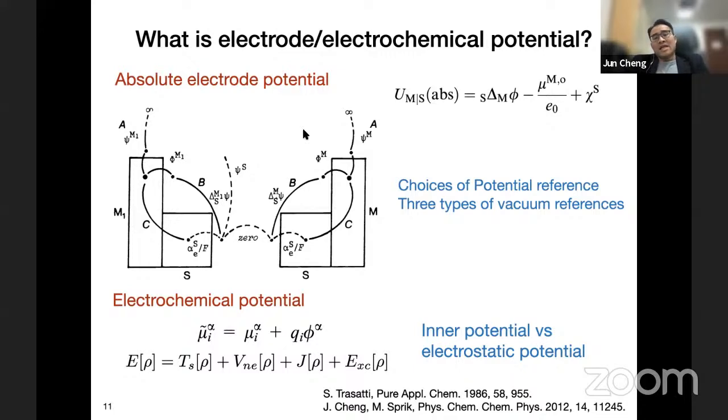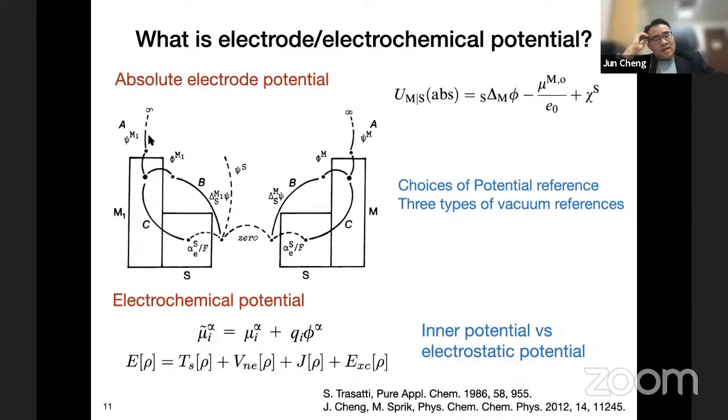But in an electrochemistry setup, we can really have at least three types of vacuum. In this plot, that's our metal electrode. Suppose that's our solution. We can define a vacuum just outside the metal surface. Okay, that's one type of vacuum. And also a vacuum just outside the solution. Of course, in physics, we always have a vacuum at infinity. So there are three types of vacuum.